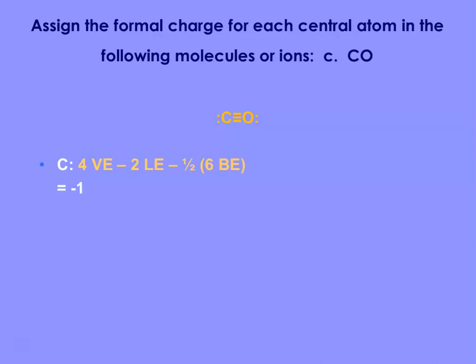With oxygen, oxygen normally has 6 valence electrons. It too had 2 lone electrons and 6 electrons that were involved with bonding, so half of 6 would give me 3. 6 minus 5 would give me a formal charge of +1. -1 and +1 give you the neutral charge that we see with the C triple bonded O.